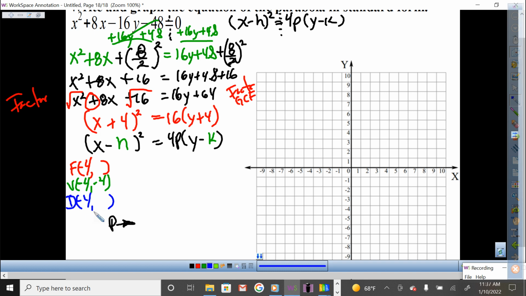Look at it. How do we find p? Talk to your neighbor. How do we find p? Yeah, make an equation. I heard 16 equals 4p. Yes, and solve for p. Divide by 4, divide by 4. Therefore, 4 equals p.